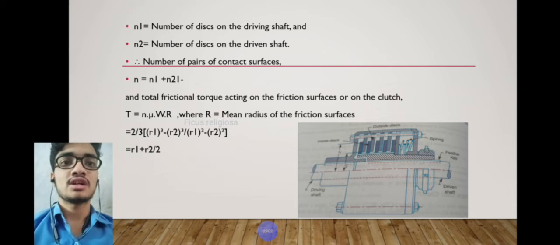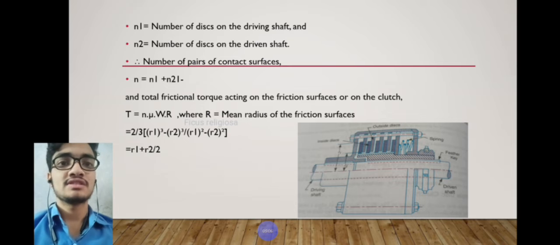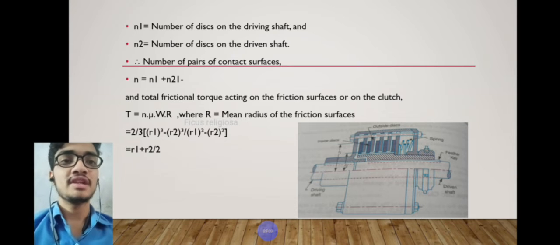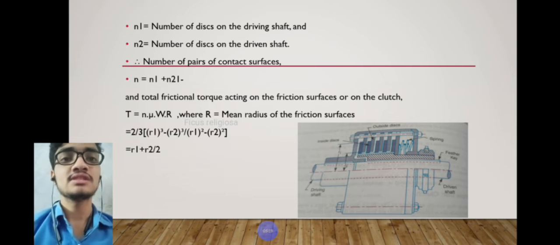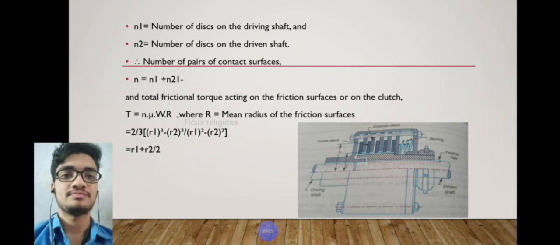Minus 1, and total frictional torque acting on the frictional surface is T is equal to N into mu into W into R, where R is the mean radius, which is equal to 2 by 3 into R1 cube minus R2 cube divided by R1 square minus R2 square. Therefore, the mean radius is equal to R1 plus R2 divided by 2.